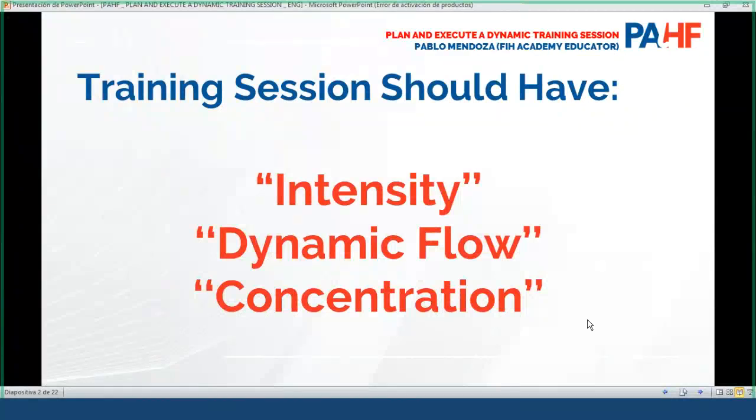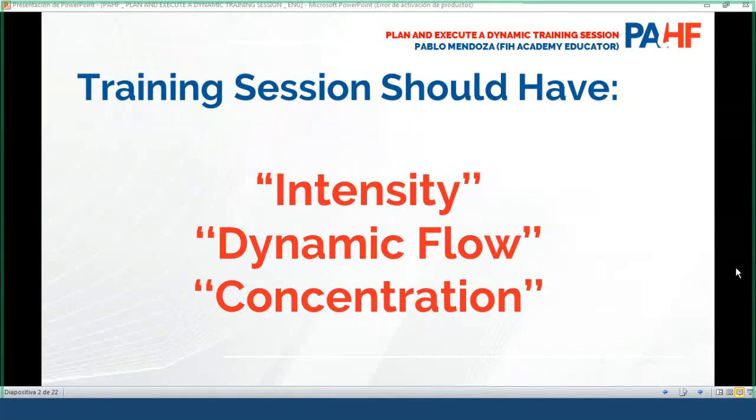So these are three of the things that I wrote down here, in my opinion. Again, this is just my opinion to start with, that a training session should have: intensity, dynamic flow, and concentration. Now, this doesn't mean, in terms of intensity, that the players need to be running 100 miles per hour every single second. It's not about that. What I mean here with intensity, dynamic flow, and concentration is that us, as coaches, we need to try to generate training sessions through drills that generate tension on the player to make them have intensity, dynamic flow, and concentration.